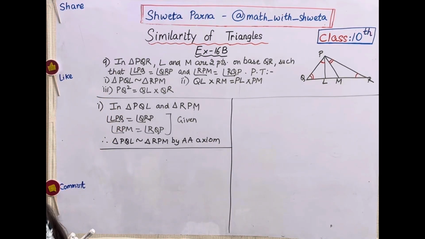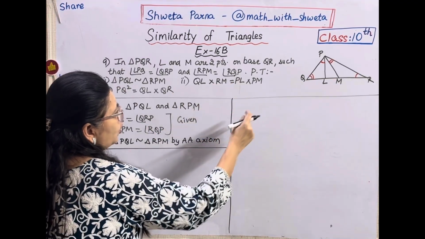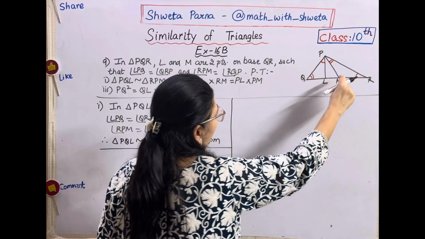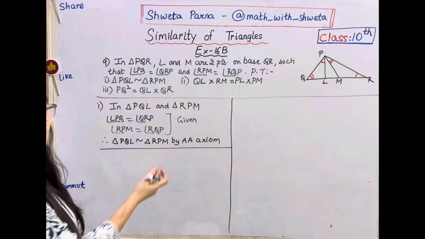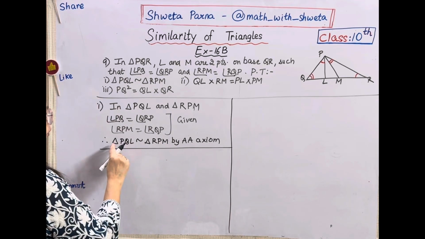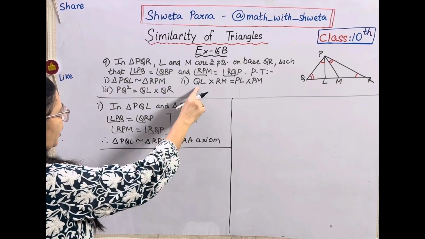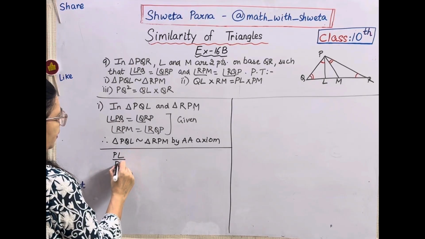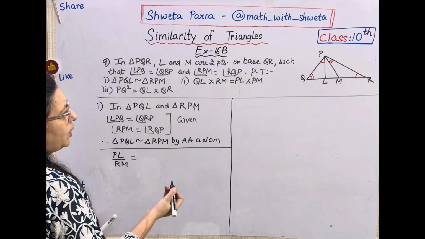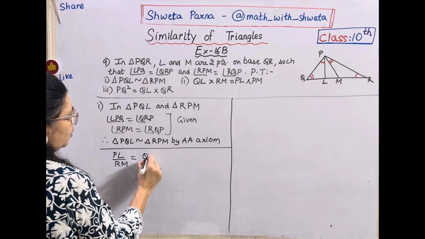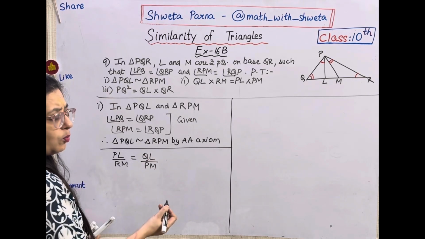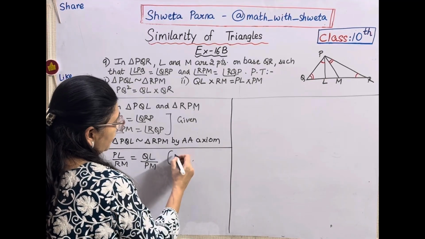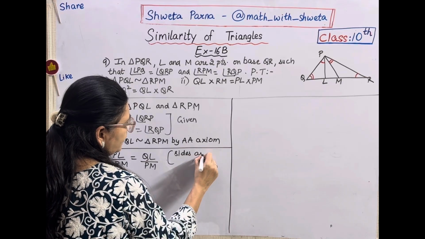This is your first subpart. Next one. QL into RM is equal to PL into PM. So these are all corresponding parts of these similar triangles. So you want QL. So let's take PL upon RM is equal to, what else you need? You need PM and QL is equal to QL upon PM. What is this? We can write, in fact, sides are proportional of similar triangles.